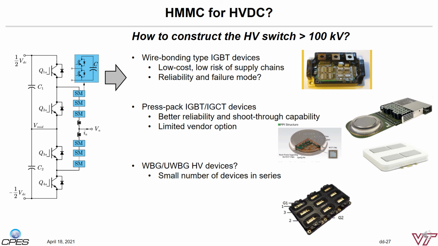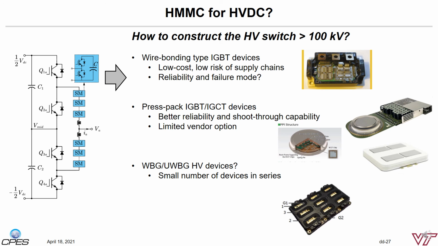Then the rest of the problem is how to construct a high voltage switch with the voltage rating over hundreds of kilovolts. As the device only operates at the fundamental frequency, we can put large snubber components for device balancing. The major question here is, what type of devices should be used?